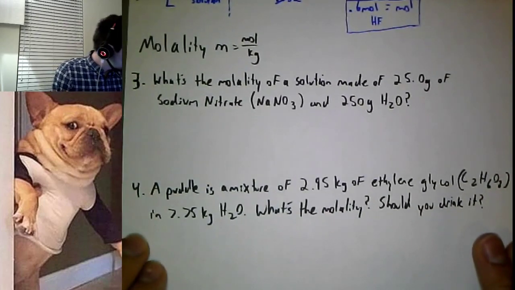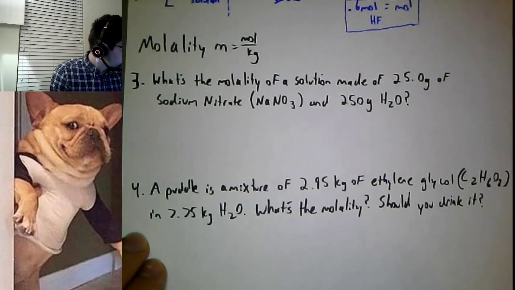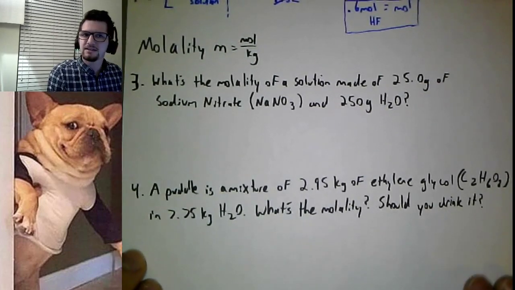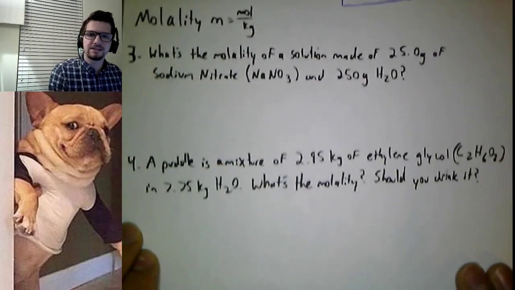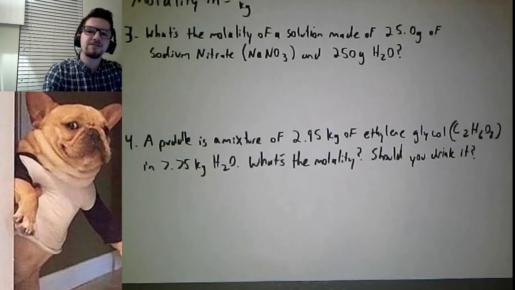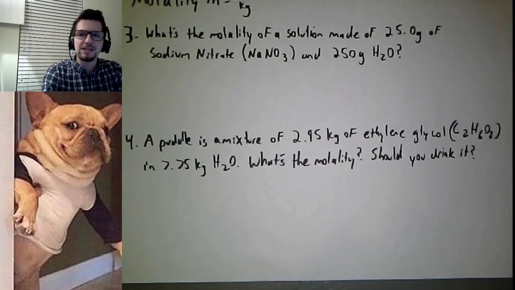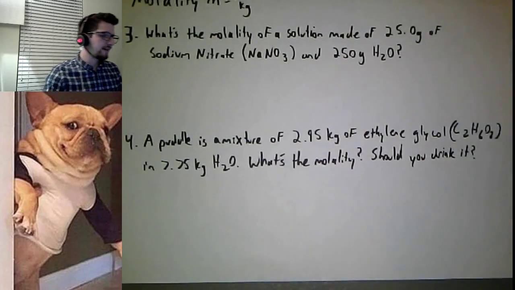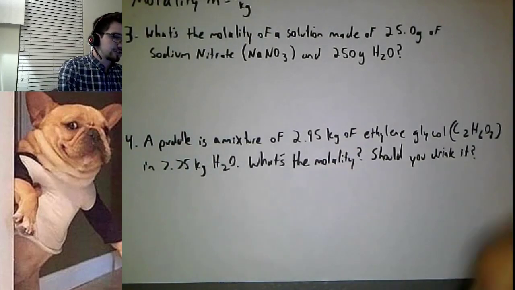Now, molality, which one of these do I want to do? Oh, they're both kind of done the same way. I'll do number 4 just to keep it consistent. A puddle is a mixture of 2.95 kilograms of ethylene glycol, which is 2 carbons, 6 hydrogens, and 2 oxygens. And that is in 7.75 kilograms of water. What's the molality? And I hope I would know your answer should you drink it.